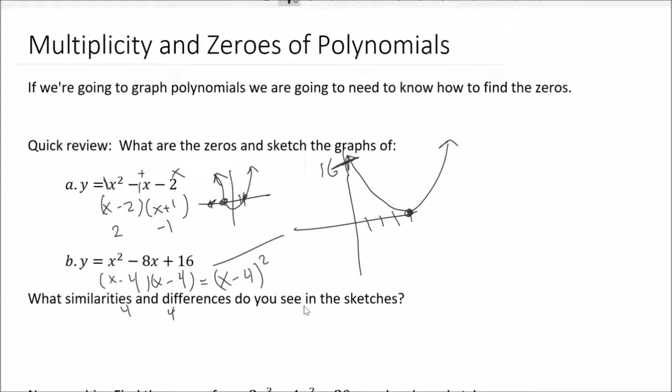Now, similarities and differences. Here's what I really want you to see. This second one comes down to the axis, touches it, and turns around and heads back up. It never goes over the axis into negative land for these y values. Versus the first one, when it hits either of these zeros, it goes right through them. It slices them like an onion. It's not bouncing off. So there are some key features that we're going to see that cause that to happen.